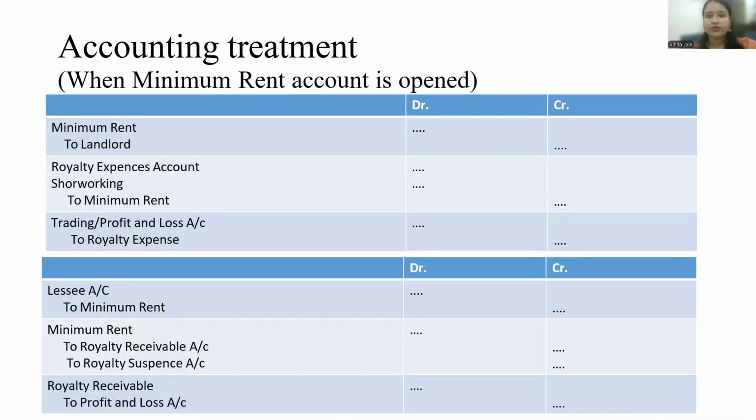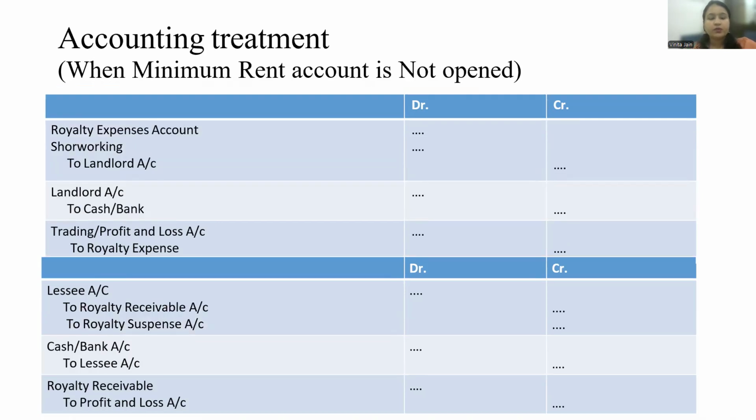Accounting treatment of minimum rent: minimum rent is paid to the landlord, royalty expense account and short working are debited to minimum rent, and the trading and profit and loss account is debited to the royalty account. In the lessee's account, the minimum rent is debited to royalty account, receivable to royalty suspense, and royalty receivable to profit and loss account. When the minimum rent account is not opened, royalty expense and short working are debited to the landlord, the landlord to cash account, and the trading and profit and loss account to royalty expense; lessee to royalty receivable and royalty suspense, cash or bank to lessee, and royalty receivable to profit and loss account.